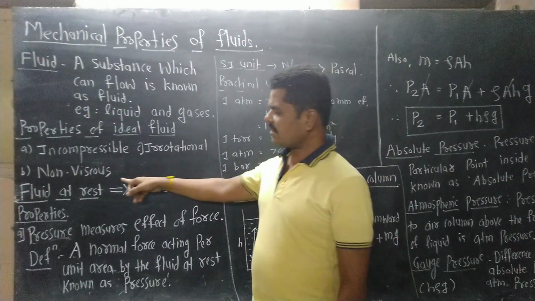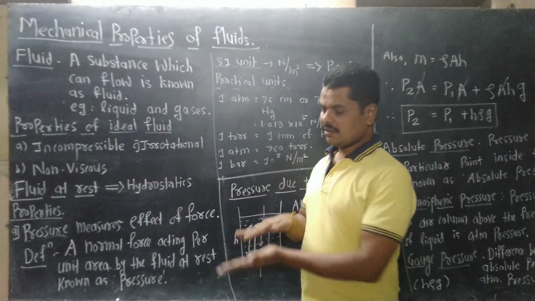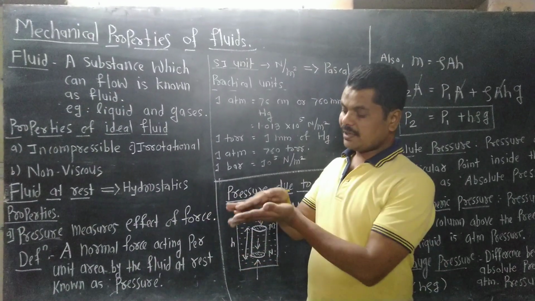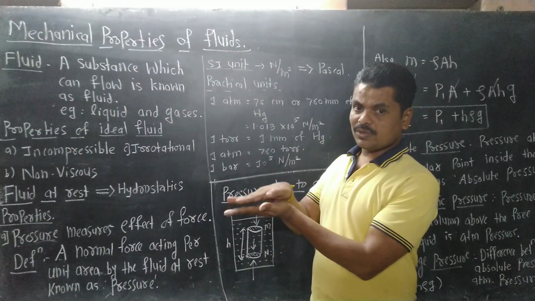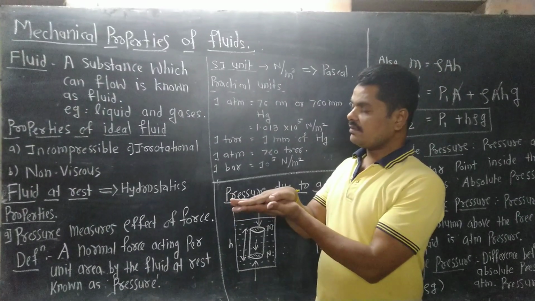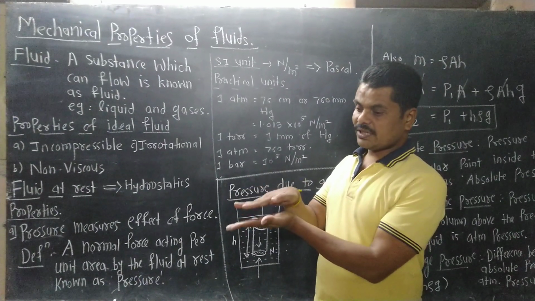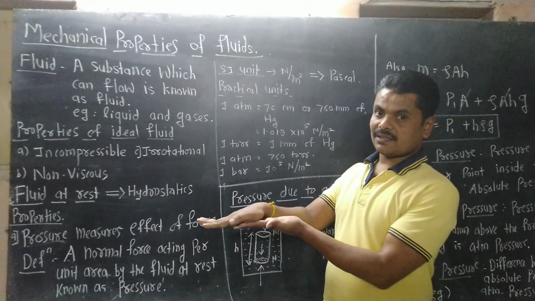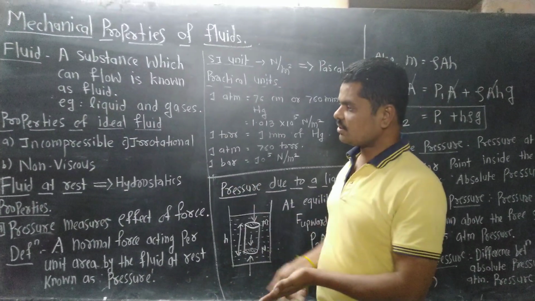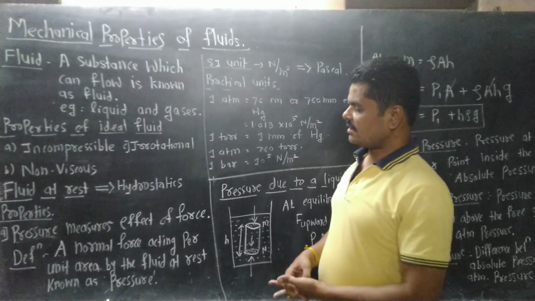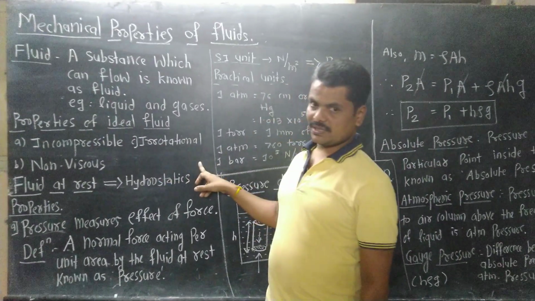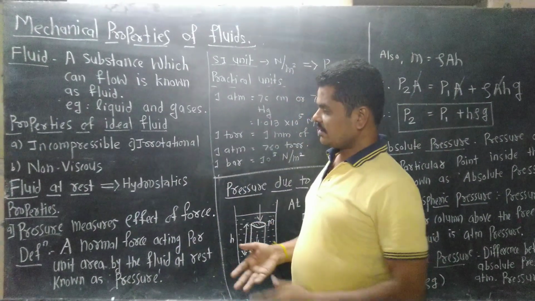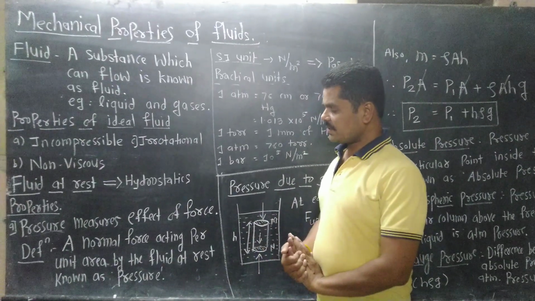Also, they are non-viscous. Non-viscous means that when the fluid is in motion, there is no friction between two relative layers of the fluid. In a solid, we know that when one surface slides over another, there is friction, but in the case of a liquid there is no friction. Also, they are irrotational.